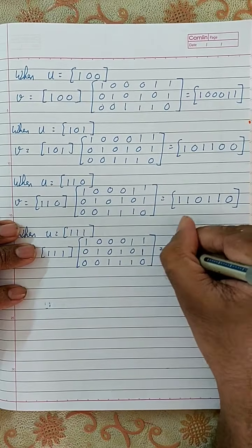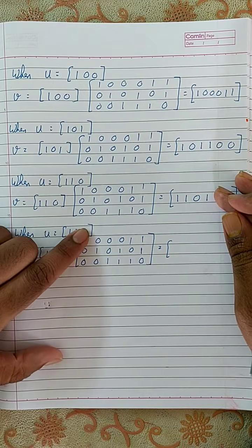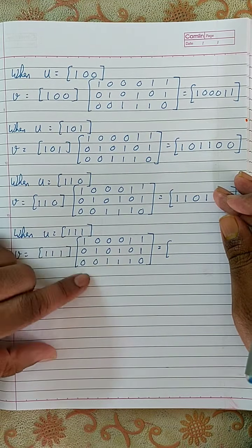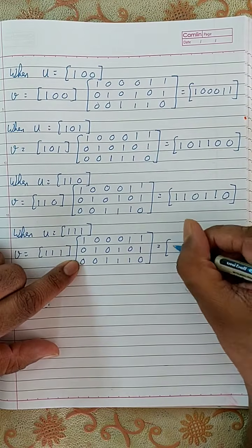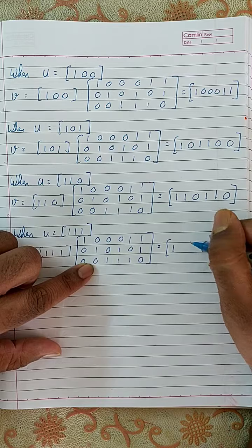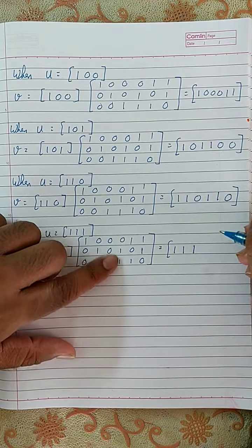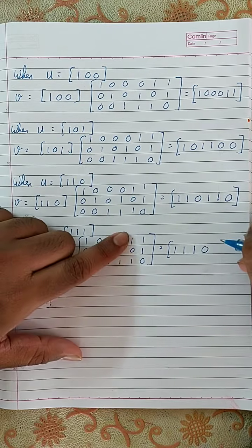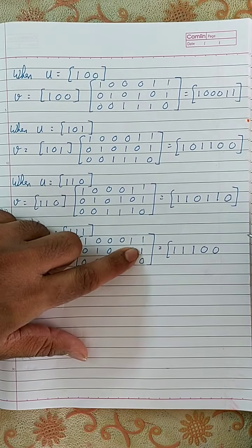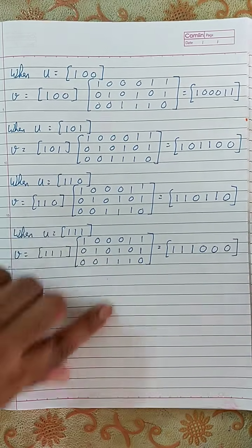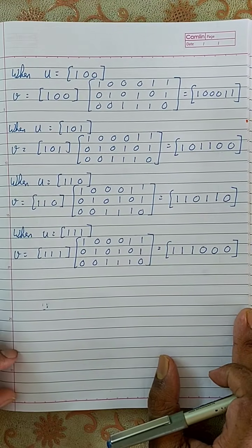Okay, and here since all the elements are 1, which means you need to add all the rows. Simply add all the rows using that basic XOR function, that's all. So 1 plus 0 is 1, 0 plus 1 plus 0 is 1, 0 plus 0 plus 1 is 1, 0 plus 1 plus 1 is 0, 1 plus 0 is 1, 1 plus 1 is 0, 1 plus 1 is 0, 0 plus 0 is 0. This is it. Okay, so these are the messages.